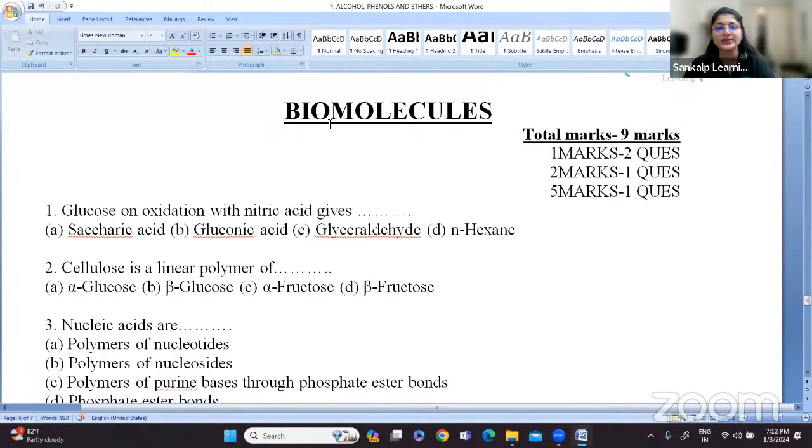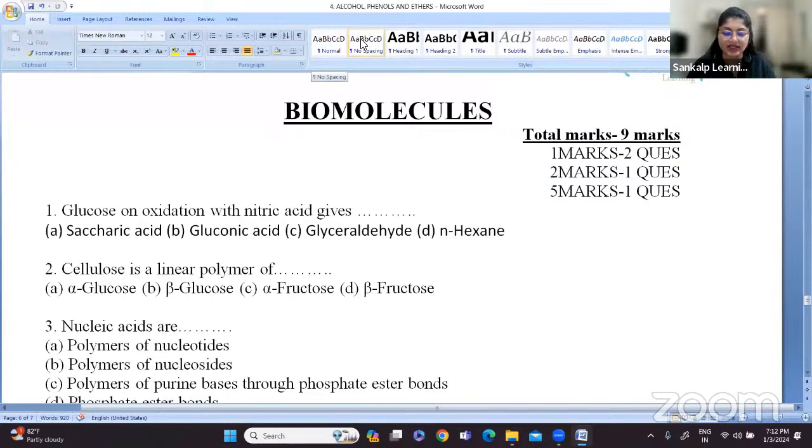Now, this particular chapter, biomolecules, carries 9 marks. Sorry, I said 5 marks earlier, but it will fetch you 9 marks. From this chapter, you are going to get 2 questions of 1 mark.